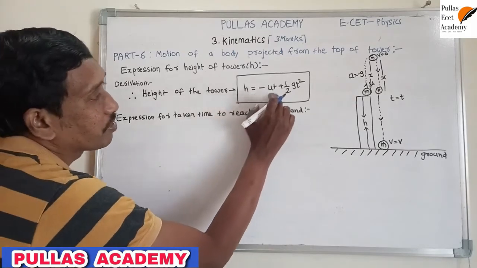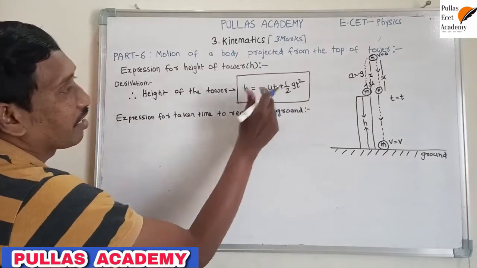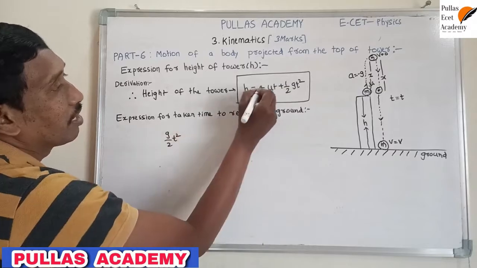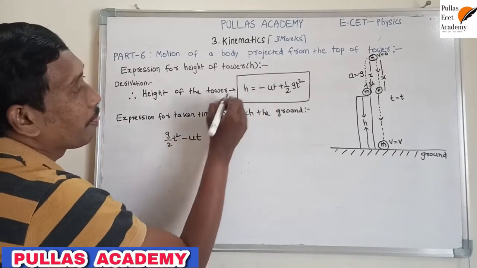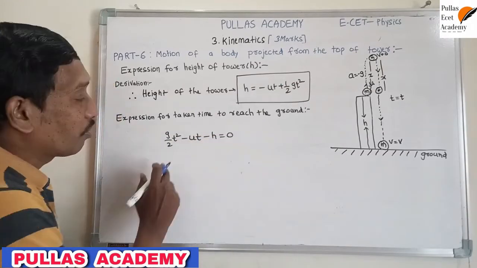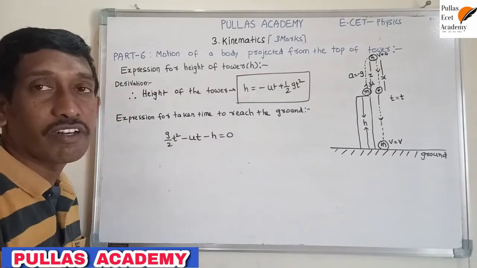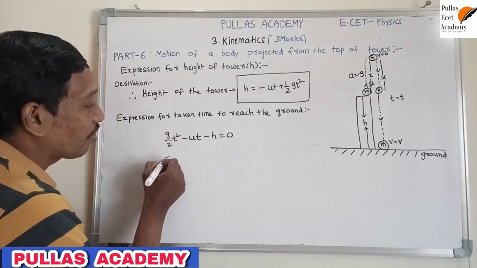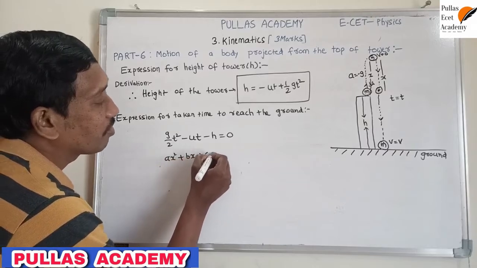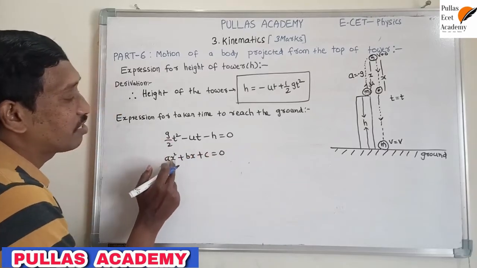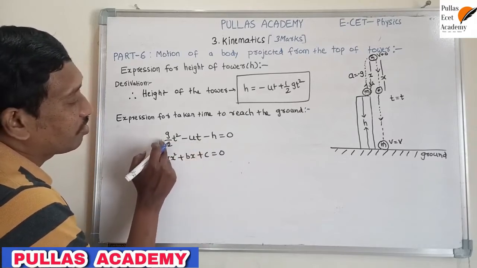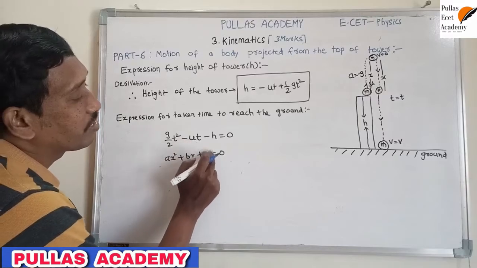How to write here? If you observe this equation, write it like this. This half gt square means g by 2 into t square. Remaining is minus ut. This h is shifting to the right side, that is minus h is equal to 0. So this equation is a quadratic equation. If you observe clearly, what is a quadratic equation? ax square plus bx plus c is equal to 0. It is the same kind of equation, with t instead of x. So here a is the constant g by 2, b is equal to minus u, c is equal to minus h.